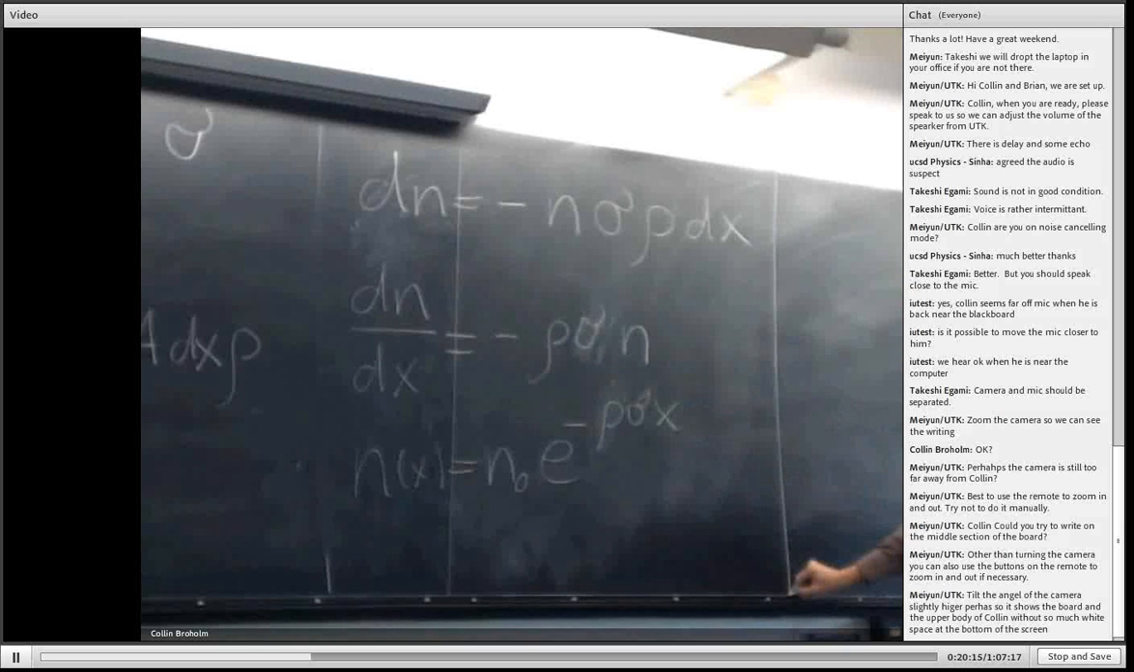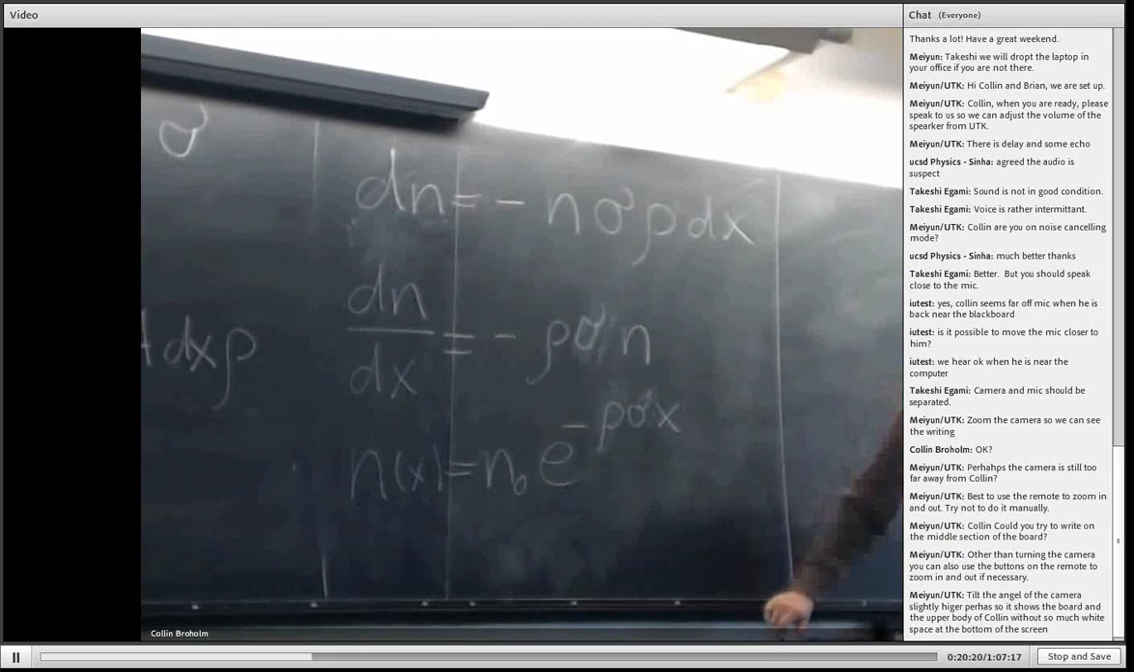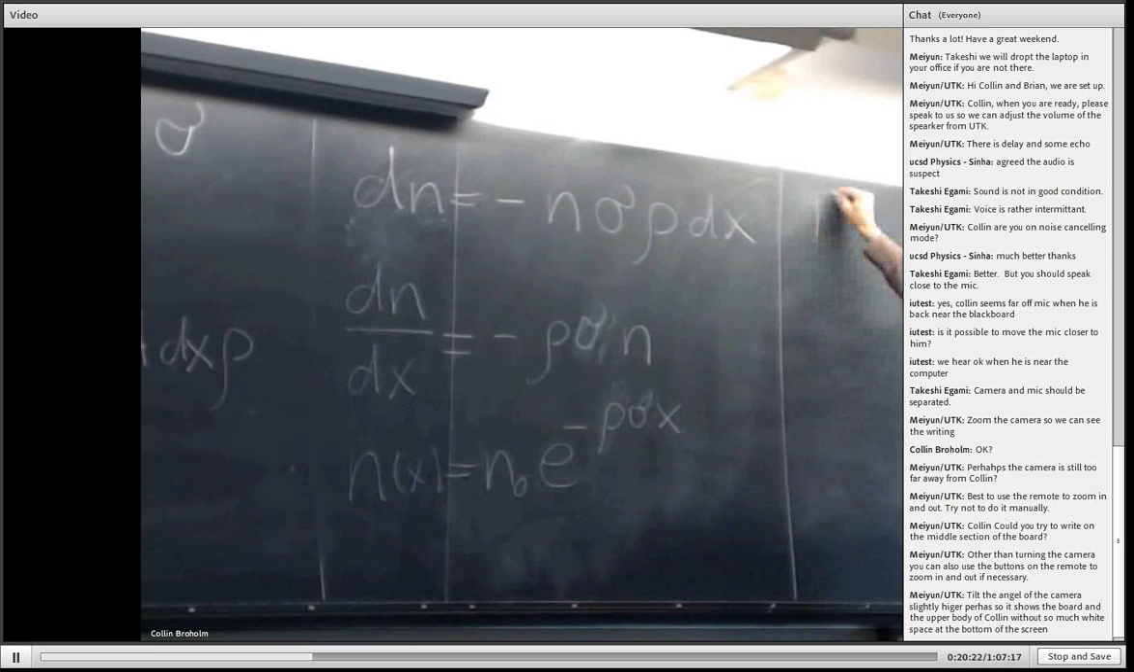And just to be specific, how are we doing for the image quality? Okay, still.